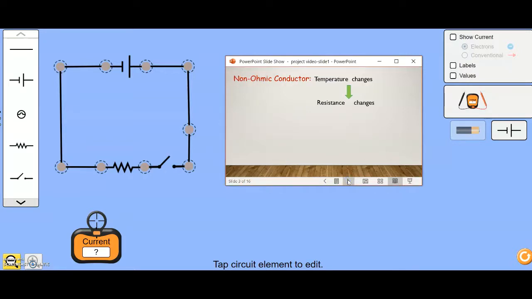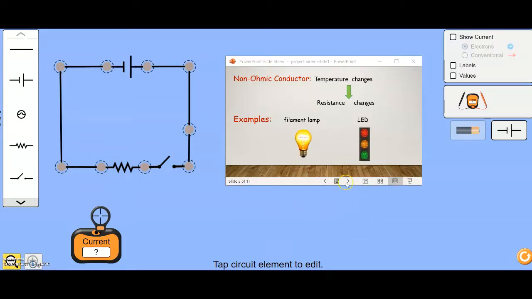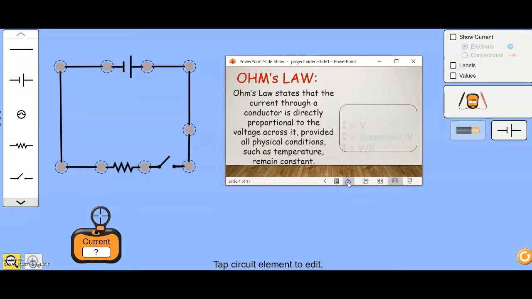Whereas for non-ohmic conductors, if we increase the voltage across them, temperature does change, and this leads to a change in resistance. The examples are the filament lamp and LED, which is light emitting diode. A video in the near future will cover ohmic and non-ohmic conductors and their IV characteristic in detail. So for now, let's move on to Ohm's law.